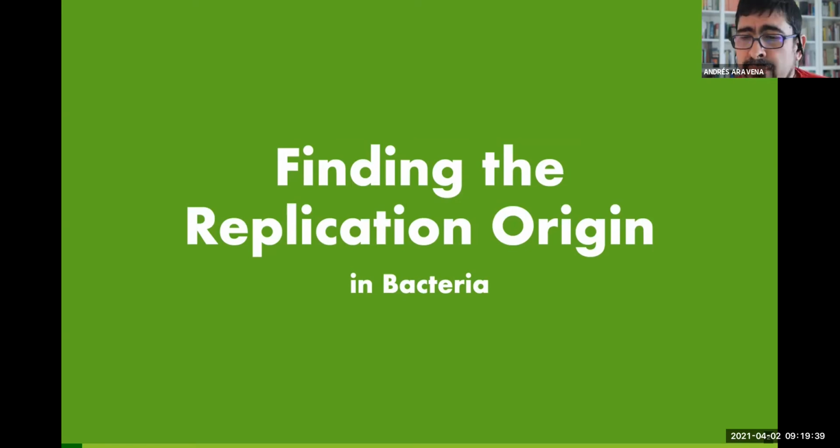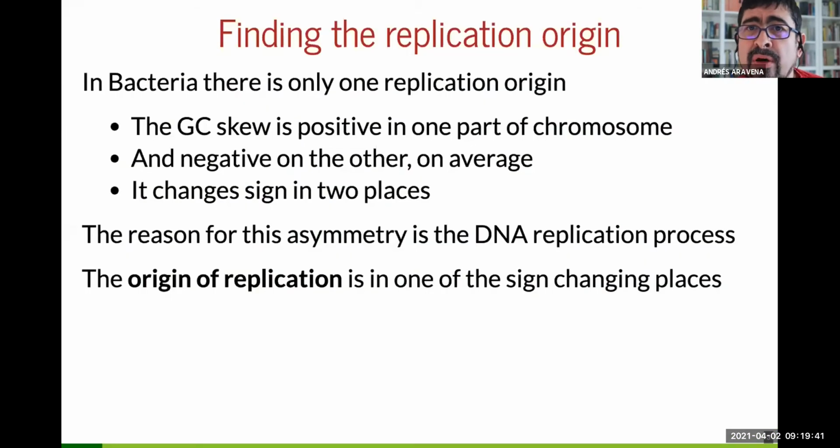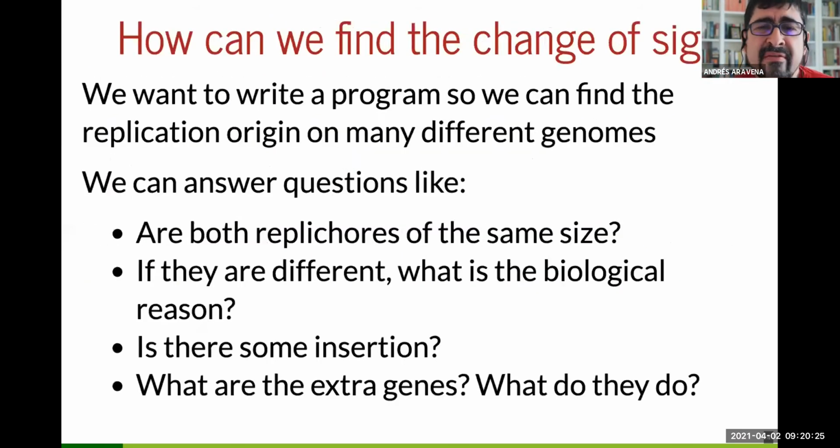We said that essentially the trick to find the replication origin in bacteria is to consider the GC-Skew, because in bacteria there is only one replication origin, and because of the way that the fork is built, there is sometimes part of the DNA that is exposed and you get mutations and so on. So how can we find this change of sign?